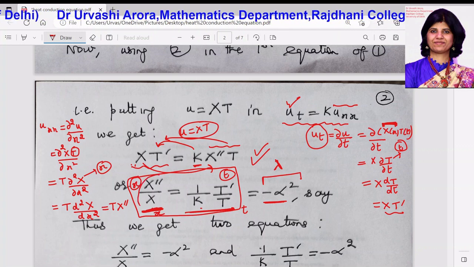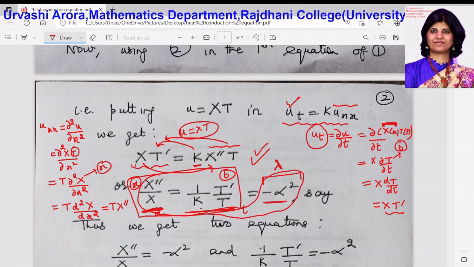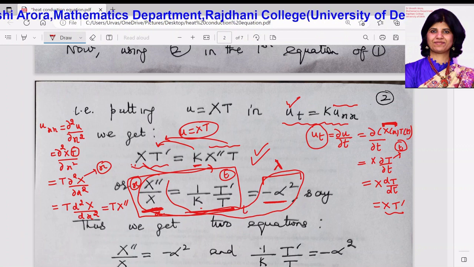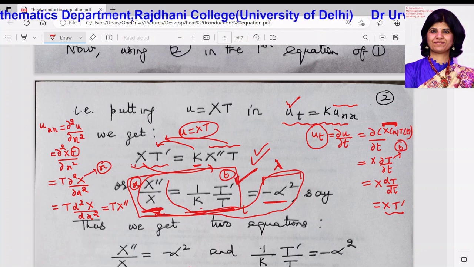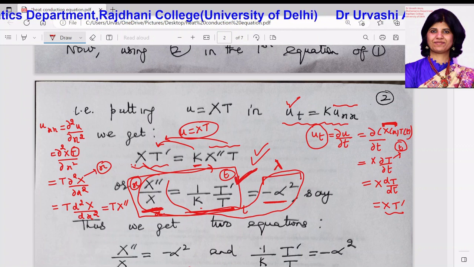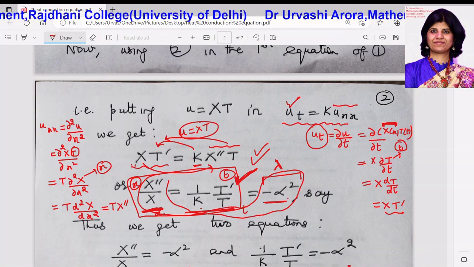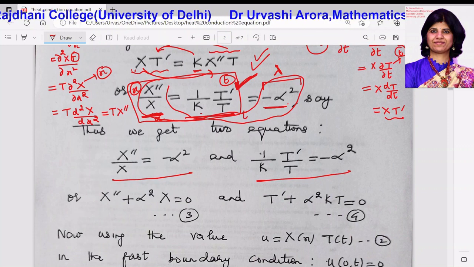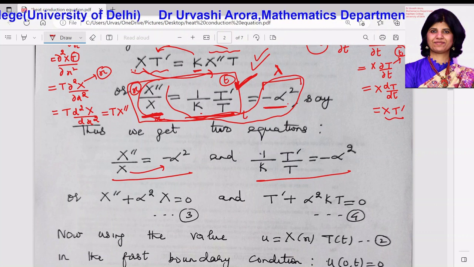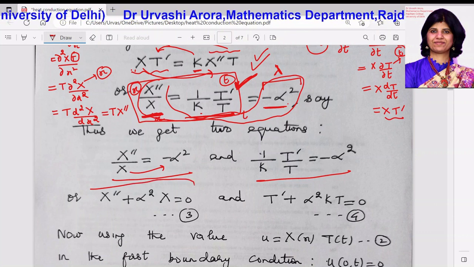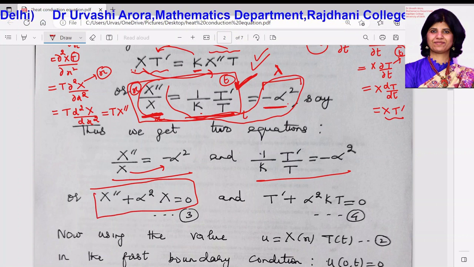One equation comes by equating the part of x with minus alpha square, which means x double dash by x is equal to minus alpha square, and the other part comes by equating the right hand side, the terms involving small t, with minus alpha square. So, this is the second equation that we have, and now writing these equations in a compact form, you can just bring everything on one side, take x over here and then bring these terms on one side. So, this is the final equation that we have, x double dash plus alpha square x is equal to 0, which we have marked as 3.